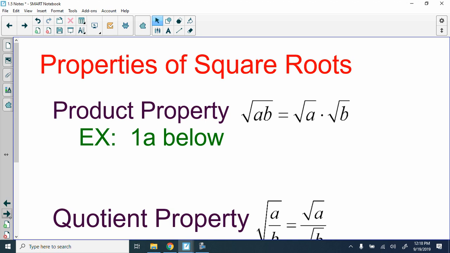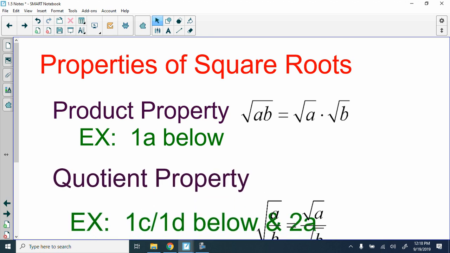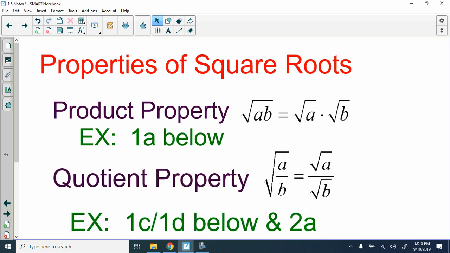And then the quotient property, that's our second one. And that's telling us that if I have the square root of a fraction, then again, I can take the radical of the numerator and the radical of the denominator. And we're going to see that in 1c, 1d, and then also 2a below. So kind of looking at those examples here. So you might need to take a moment to pause that so you can get those written down, and I'm going to go ahead and move on.